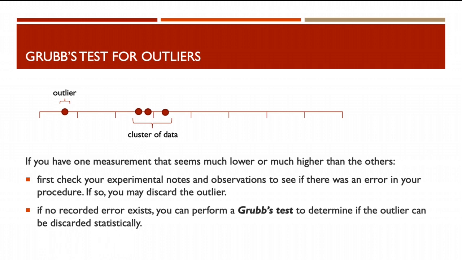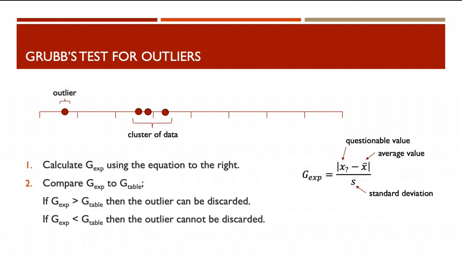If no recorded error exists, however, you can perform a Grubbs test to determine if the outlier can be discarded statistically. In order to determine if your outlier data point is indeed an outlier statistically, you need to first calculate an experimental g-value using this equation that's on the right.